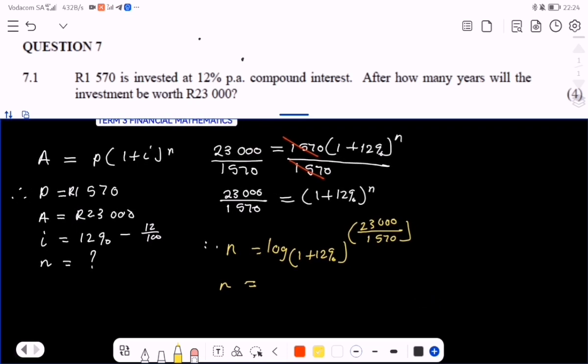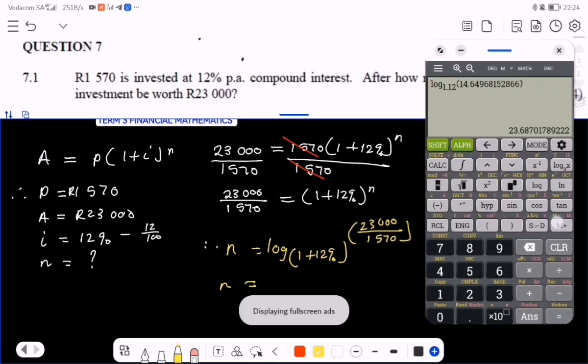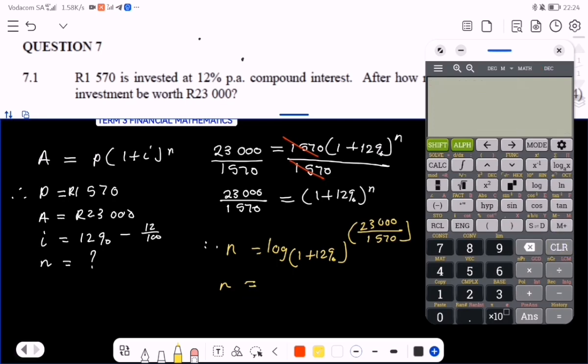Let me search for my calculator. Where is it? Okay, here it is. So I'm just going to say log base, let me put a bracket, 1 plus 12%, exponent of 23,000 divided by 1,570. So the value of n is going to be 23.69 years.